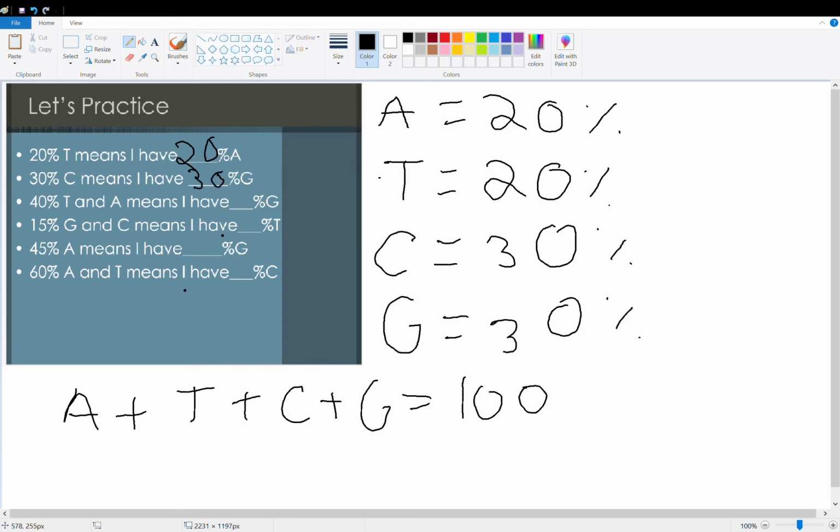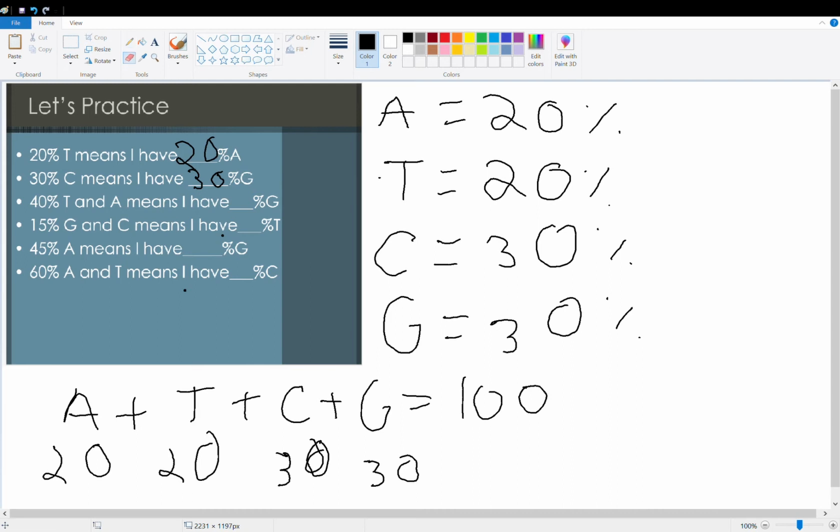And one thing I want you to notice, questions 1 and 2 are special because they're related: A and T, and C and G, when you add it all up, they're going to equal 100. And remember, A plus T plus C plus G, the sum of all these parts needs to equal 100. So 20 plus 20 is 40, 40 plus 30 is 70, and 70 plus 30 is 100. So that is question 1.